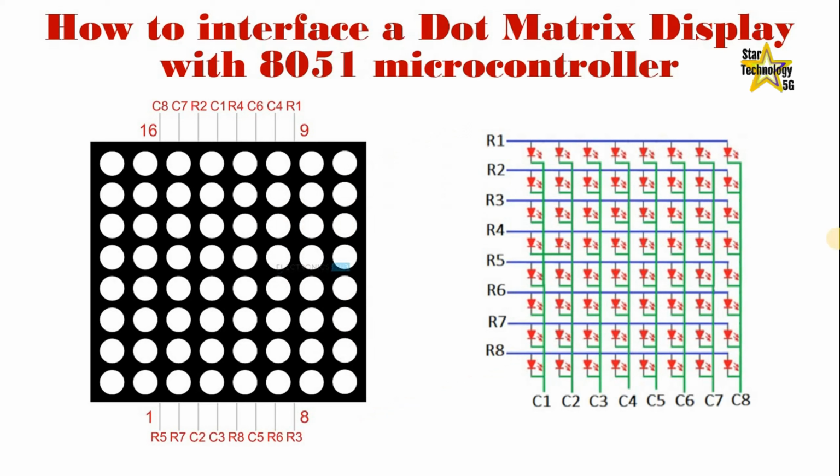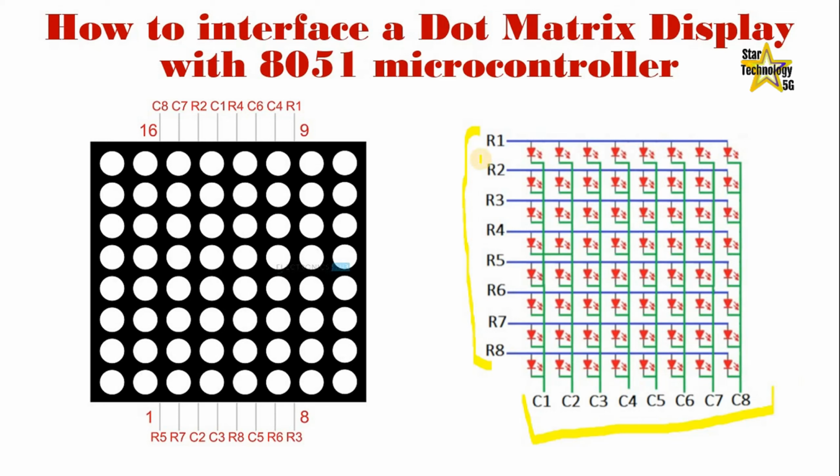Construction of dot matrix display. In a dot matrix display, multiple LEDs are wired together in rows and columns. The matrix pattern is made either in a row anode and column cathode or row cathode and column anode pattern.